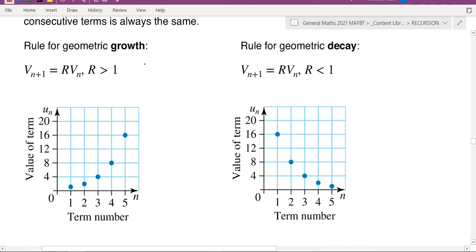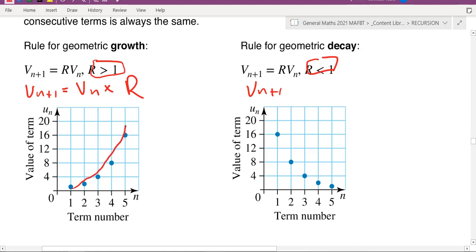So this is our rule for a geometric recurrence relation. V(n+1) equals V(n) times R. Basic rule for geometric recurrence relations. What do we notice is the difference based on the signs here, guys? If your number is greater than 1, what's going to happen? It's going to increase, but if it's less than 1, it's going to decrease. So just remember that.